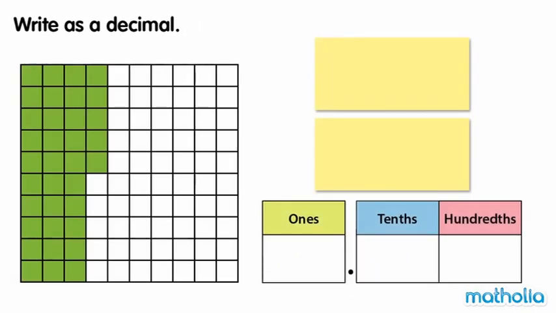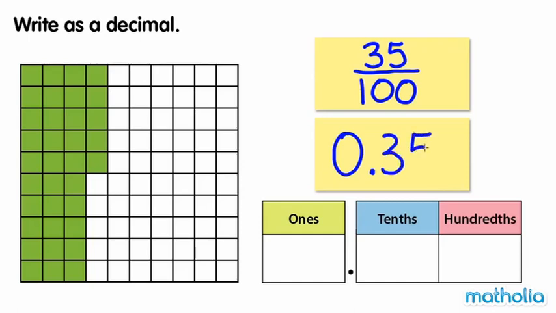Write as a decimal. The whole has been divided into 100 equal parts. 10, 20, 30, 31, 32, 33, 34, 35 parts are coloured. 35 hundredths are coloured. We can also write this as the decimal 0.35. We can show 35 hundredths on a place value chart. There are 0 ones, 3 tenths, and 5 hundredths.